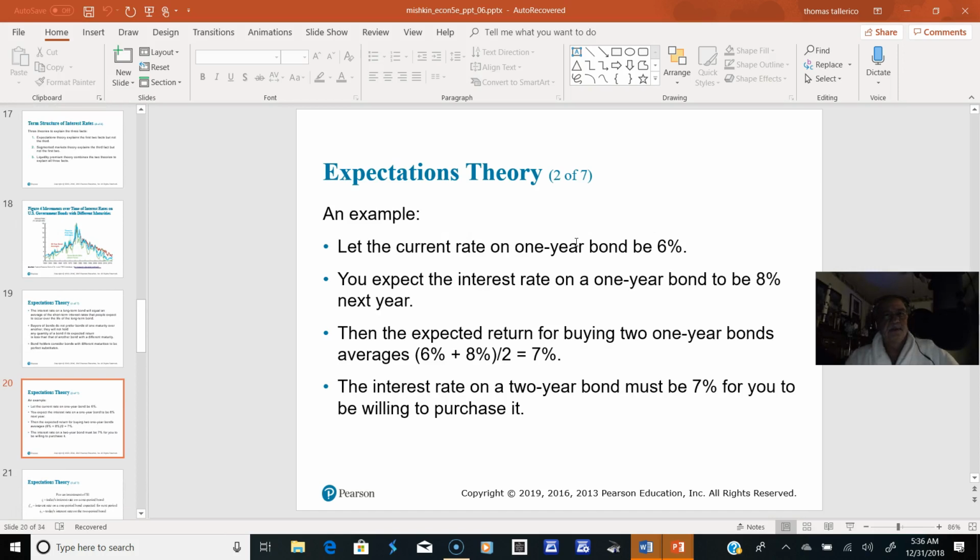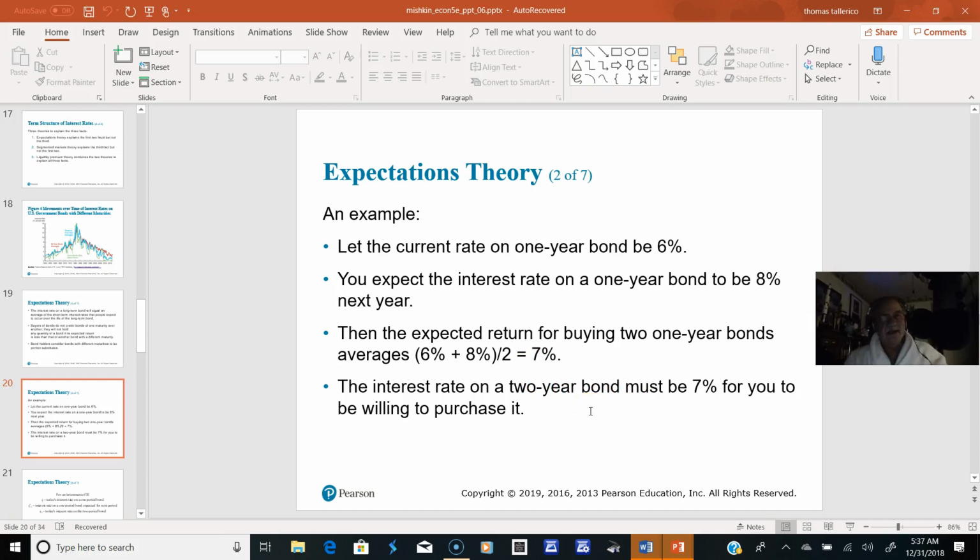So let's do an example of this expectation theory. Let the current rate on a 1-year bond be 6%, and you expect the interest rate on a 1-year bond to be 8% next year. Then the average for the two 1-year bonds is simply 7%, as you can see right here, 6 and 8. So the interest rate on a 2-year bond must be 7% for you to be willing to purchase it, right?